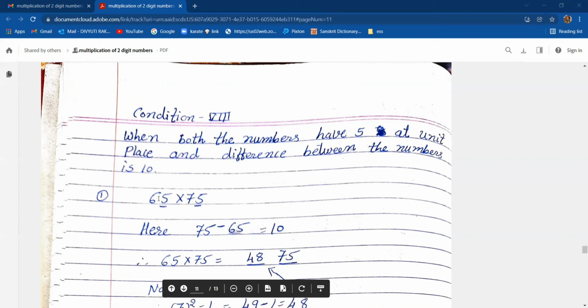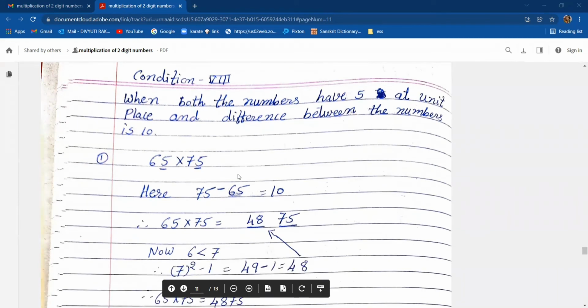It is not necessary that the bigger number should always be at the second place. Wherever the bigger number is, you have to subtract the smaller number from the bigger number only, and if the answer is 10, then you can apply this method. Okay, so 65 into 75 having difference 10.